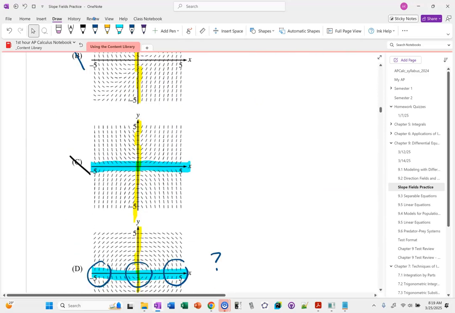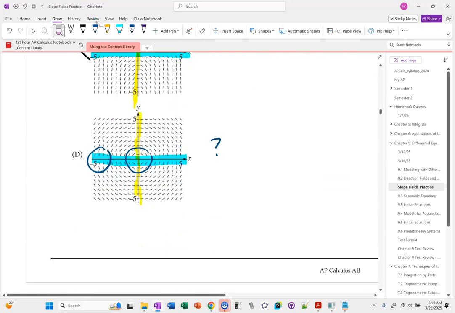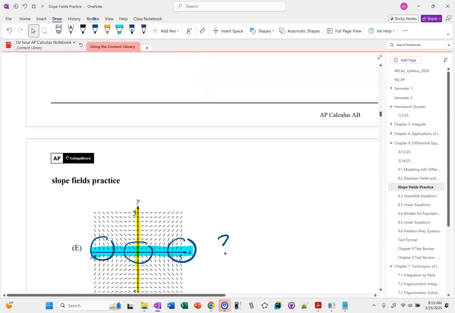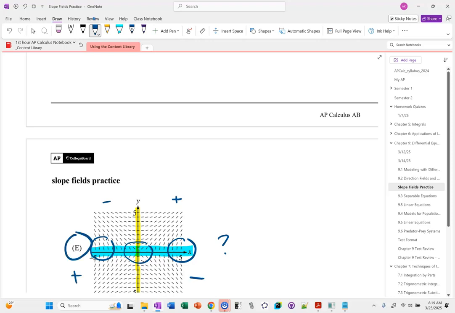Okay, so looking at this one, all my slopes appear to be negative. All my slopes here appear to be positive. Here they look negative. Here they look positive. That ain't it. In fact, that's probably negative x over y. If I look over here, all these slopes appear to be positive. All of those negative, positive, negative. That certainly seems like my answer.